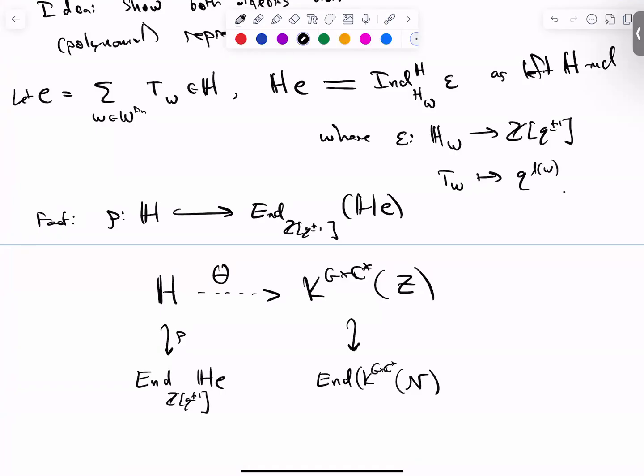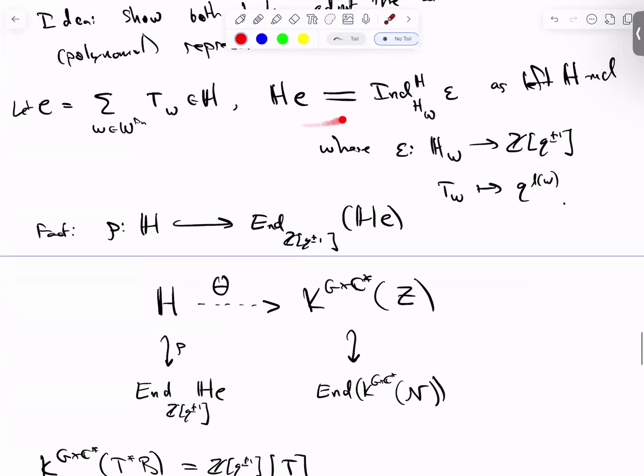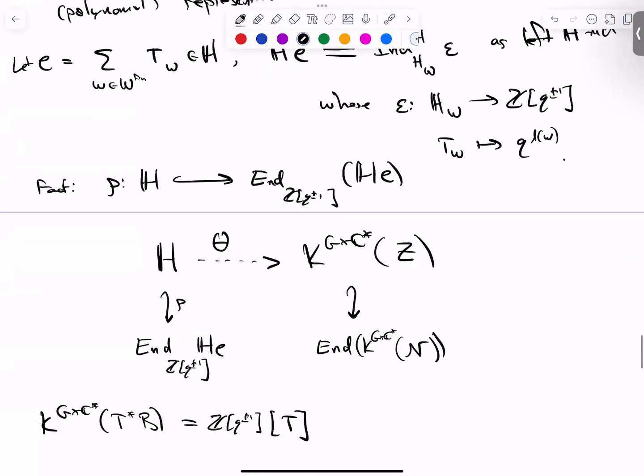Recall that we computed the K-theory. This was just the representation ring of the torus. The torus was just these X generators. And we also showed that this polynomial algebra in X is just this HE. So we can write down HE as left modules for the Hecke algebra.